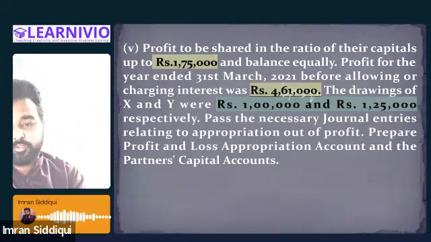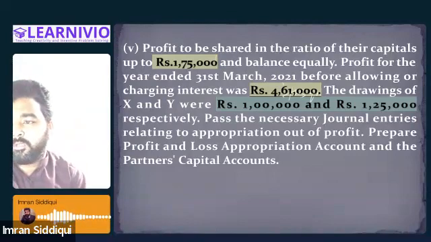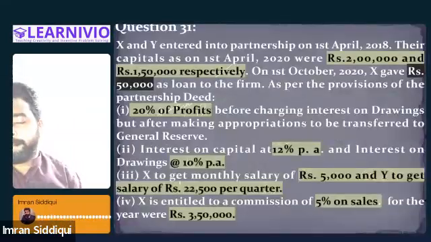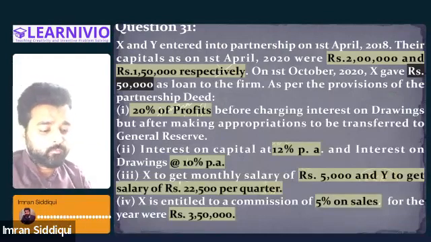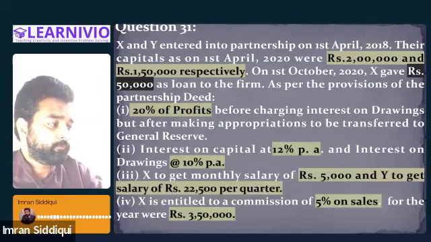So both of you, I want you to attempt this question. Everything else is easy in this question. I'm sure you will be able to do it. Kindly solve this question. Prepare the profit and loss appropriation account. Start with the P&L appropriation and accordingly proceed to the capital account.